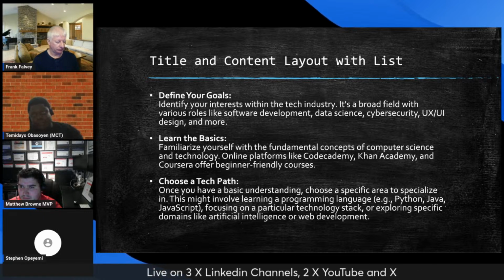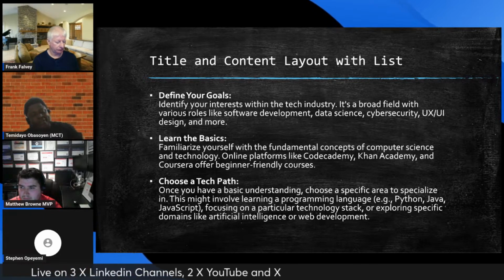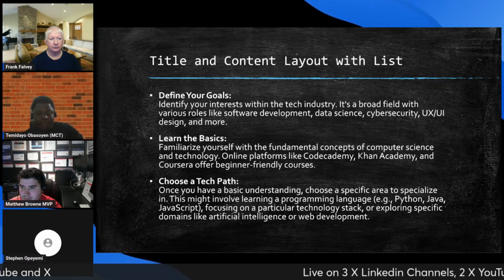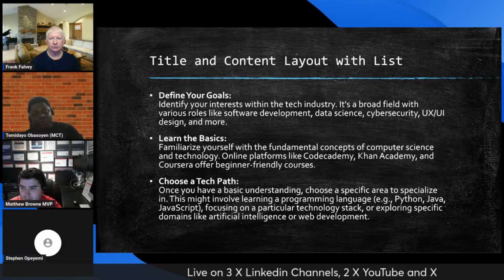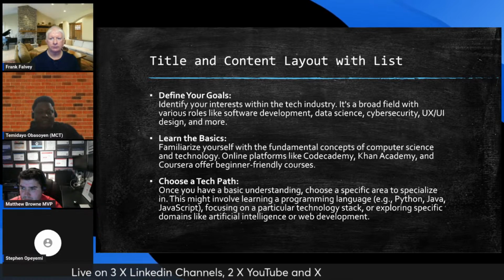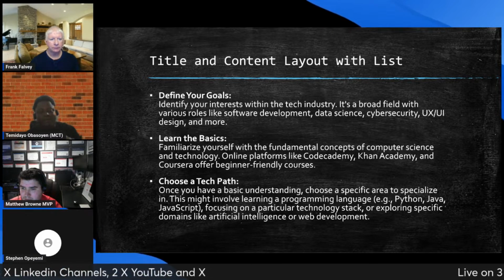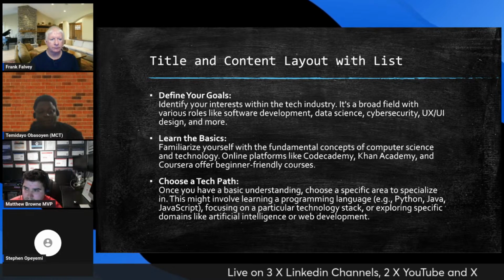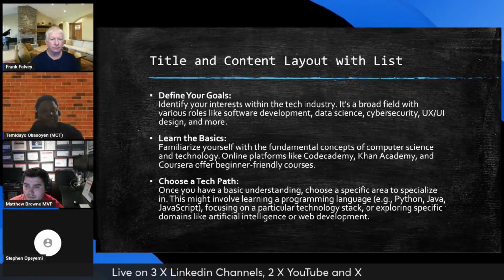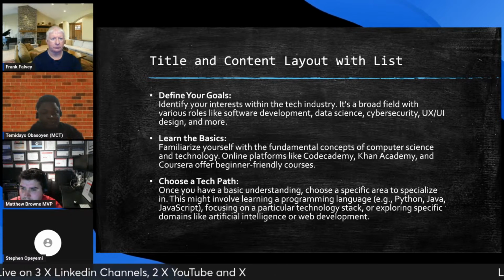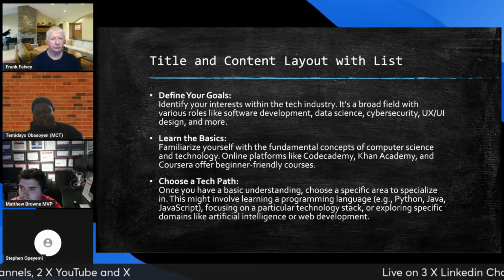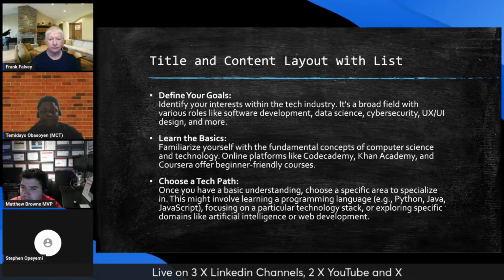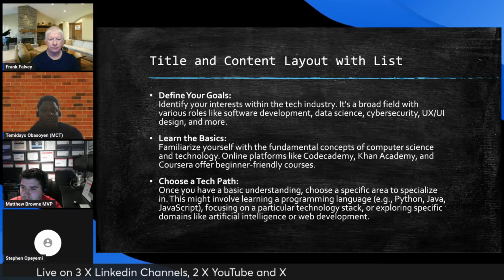I think you should watch out for the next post of Frank. He talked about uploading a post on his blog where he actually explains and gives a guide on how to choose a tech path. Now, the best way for me to tell you how to choose a tech path is, once you have a basic understanding, choose a specific area to specialize in. This might involve learning a programming language, like Python, Java, JavaScript. You can learn Ruby on Rails. They are actually different. These are for when you are going into the programming part, the software programming or computer programming. It depends on whatever you want to go to, whatever skill you want to go to.